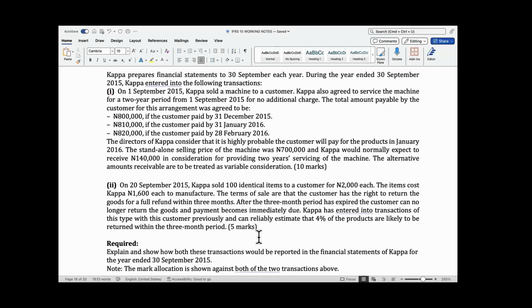The total amount payable by the customer for this arrangement was agreed to be 800,000 naira if the customer paid by 31st December 2015, 810,000 naira if the customer paid by 31st January 2016, 820,000 naira if the customer paid by 28th February 2016. The directors of Kappa consider that it is highly probable the customer will pay for the products in January 2016. The stand-alone selling price of the machine was 700,000 naira, and Kappa would normally expect to receive 140,000 naira. In consideration for providing 2 years servicing of the machine, the alternative amount receivable are to be treated as variable consideration.